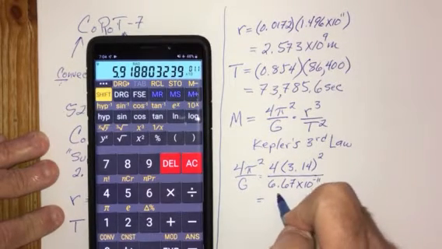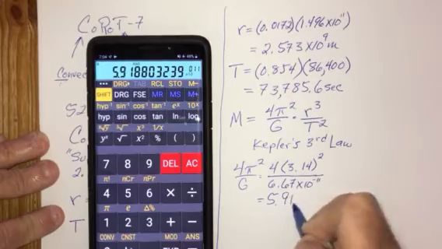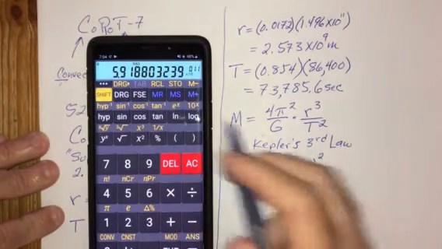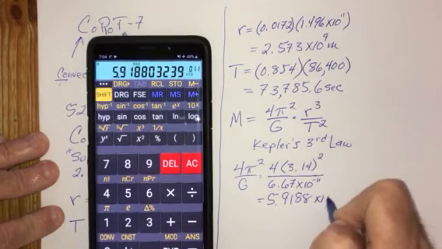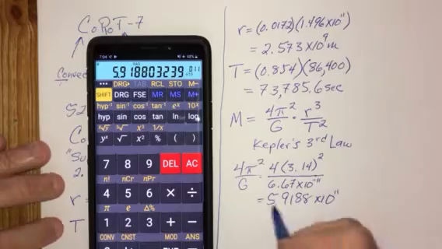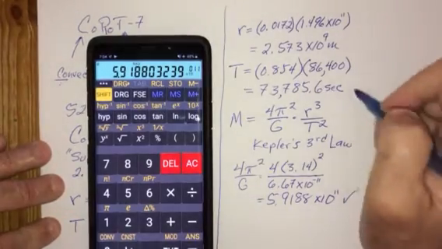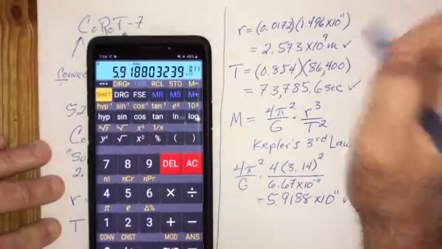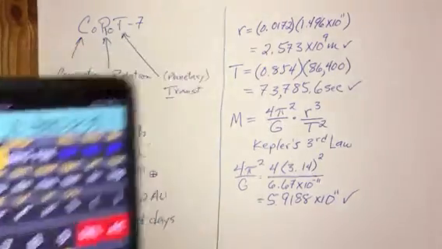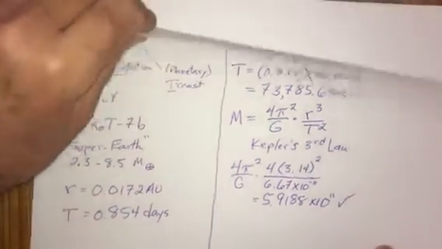And that gives me 5.9188, I'm going to round it off at that point, times 10 to the 11th power. Okay, so we're going to need this number for our stellar mass calculation. So let's move to a new piece of paper.